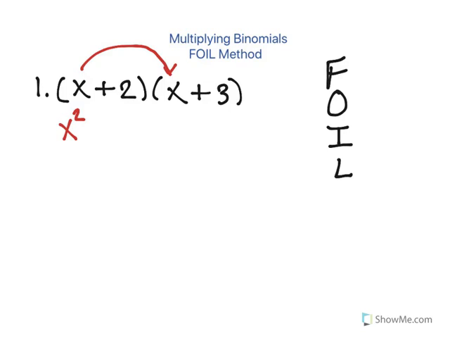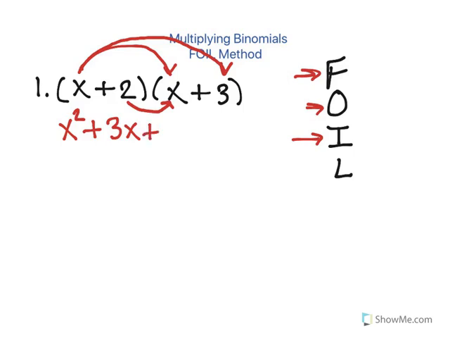And then we get to the O, which is outer terms. The outer terms are the ones on the very outside, so the first of the first parenthesis and the last of the second. Those are the outer terms. So x times 3 is written as 3x. Next is inner. The inner terms are the ones on the inside. 2 times x is simply written as 2x.